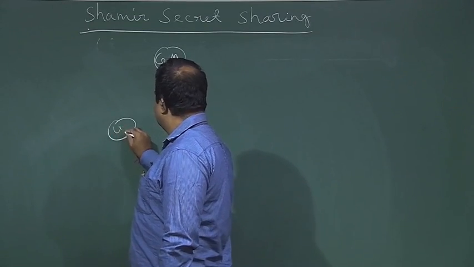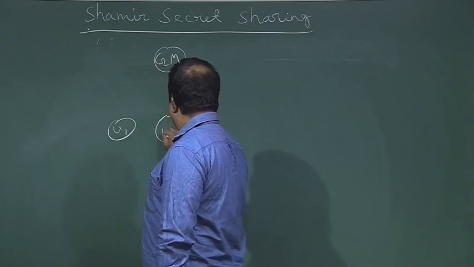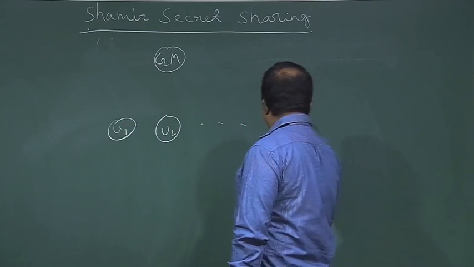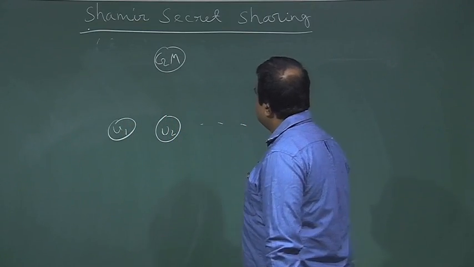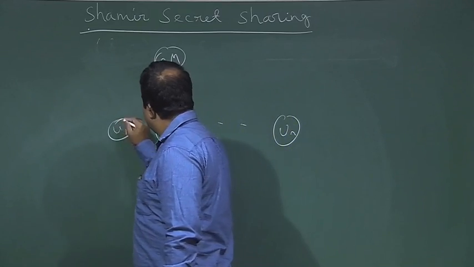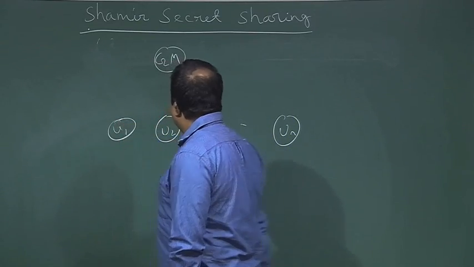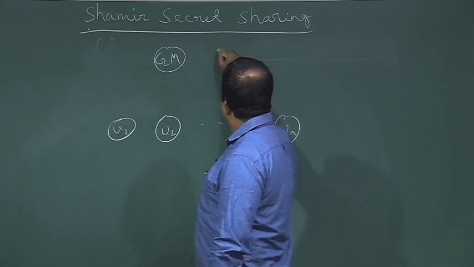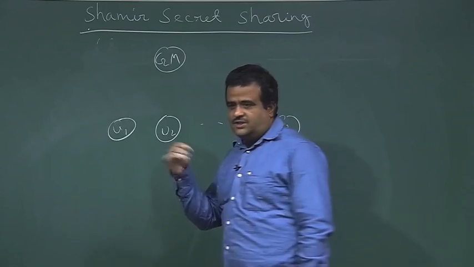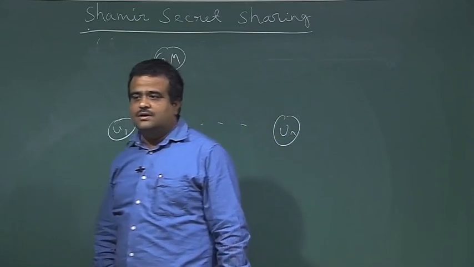So U1, U2, ..., Un. Okay, and now there is a secret key or the session key, because this needs to change session-wise.